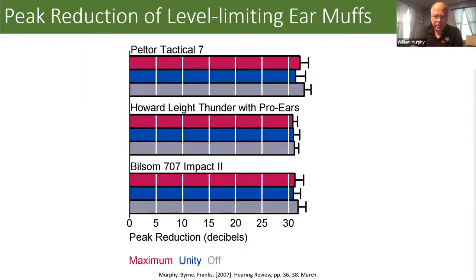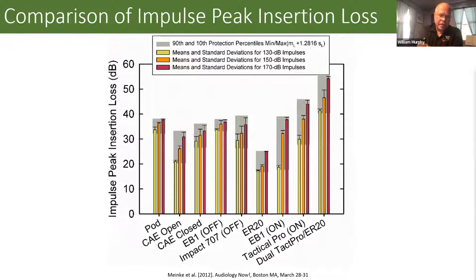Here's some things with level limiting muffs. The question I was asking here was, does it make a difference whether the device is turned off, or if I've got it at unity gain or at maximum gain? And the answer to that was no, not really. There are some small differences, but they're not statistically significant.